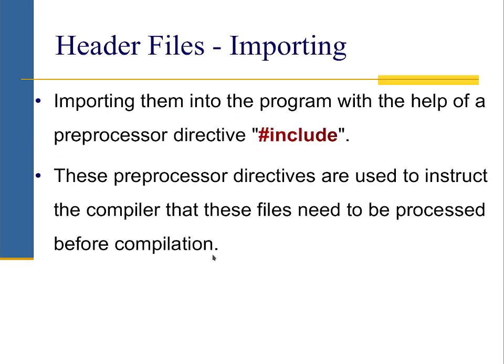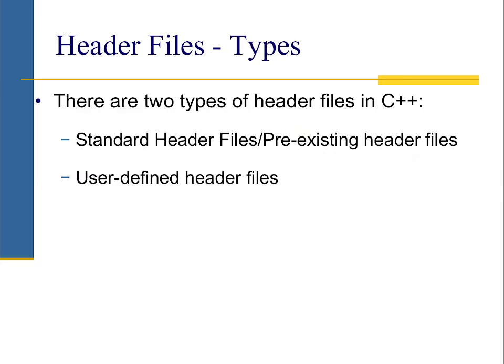This imports header files into the program with the help of a preprocessor directive, which is hashtag include. These preprocessor directives instruct the compiler that these files need to be processed before compilation. There are two types of header files in C++. We have standard header files, which are pre-existing and already there, and user-defined header files, which are created by the users themselves.